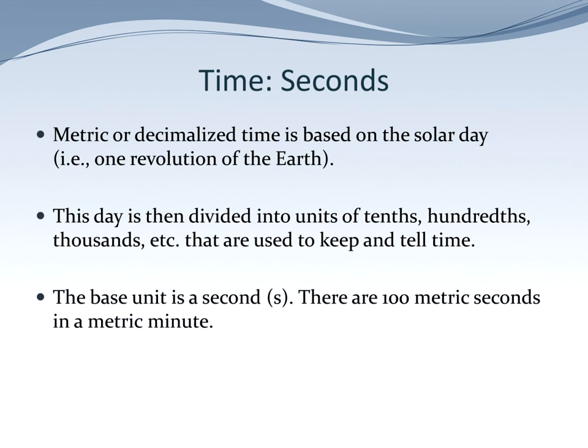The metric unit for time is based on the length of a solar day. The basic unit for time in the metric system is the second. The relationships between seconds, minutes, hours, and days in the metric system differ from the relationships that we use in our daily life. For example, there are 100 metric seconds in a metric minute. Likewise, there are 100 metric minutes in a metric hour.